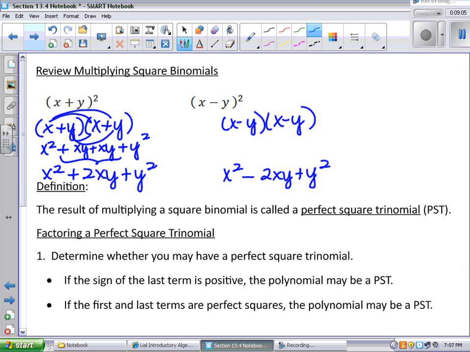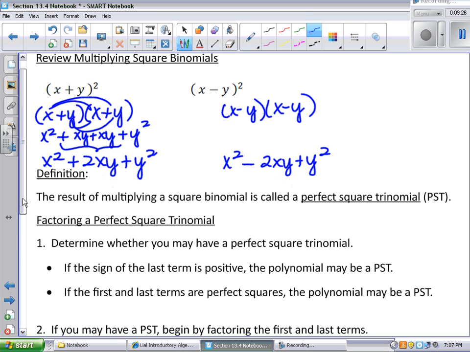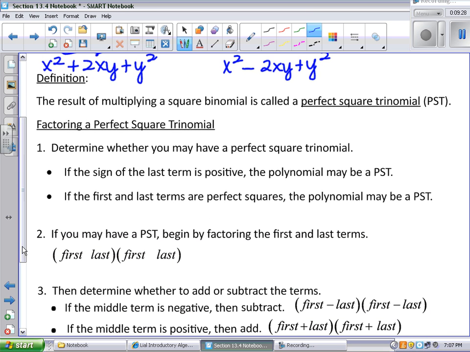The result of multiplying a square binomial is called a perfect square trinomial. So we're going to talk about factoring a perfect square trinomial. Now, you don't have to use this method. You can just look at it as it's a trinomial. I know how to factor trinomials by grouping. I'm going to do it that way. If you can identify, though, perfect square trinomials, there's another method to use.